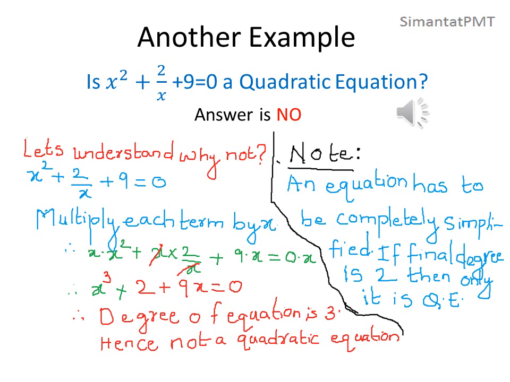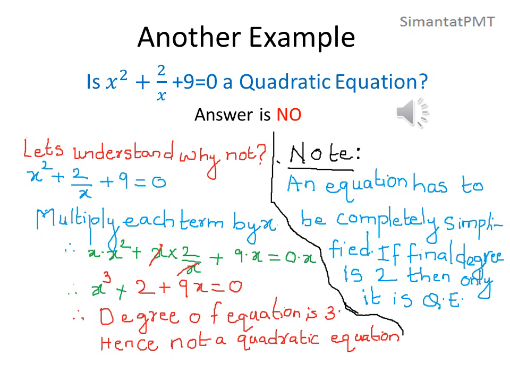So what do we get? x into x square plus x into 2 upon x plus 9 into x equal to 0 into x. So what happens when you multiply x with x square? It becomes x cube. In the second term, x and x get cancelled. So what remains is 2 plus 9x equal to 0. So the equation is x cube plus 2 plus 9x equal to 0.